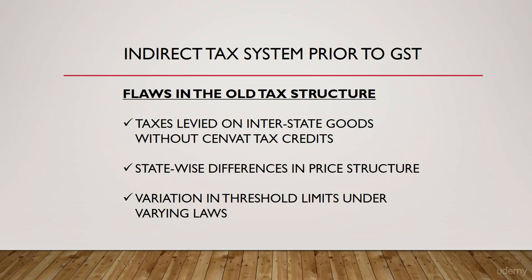Again, there were variations in threshold limits under different laws that existed. And to quote an example, under the Central Excise Act, the threshold limit for small manufacturers was set at rupees 1.5 crores, but under the Service Tax Act, the limit was only rupees 10 lakhs. These are but a few of the deficiencies of the tax structure we used to have in the country prior to the introduction of GST.